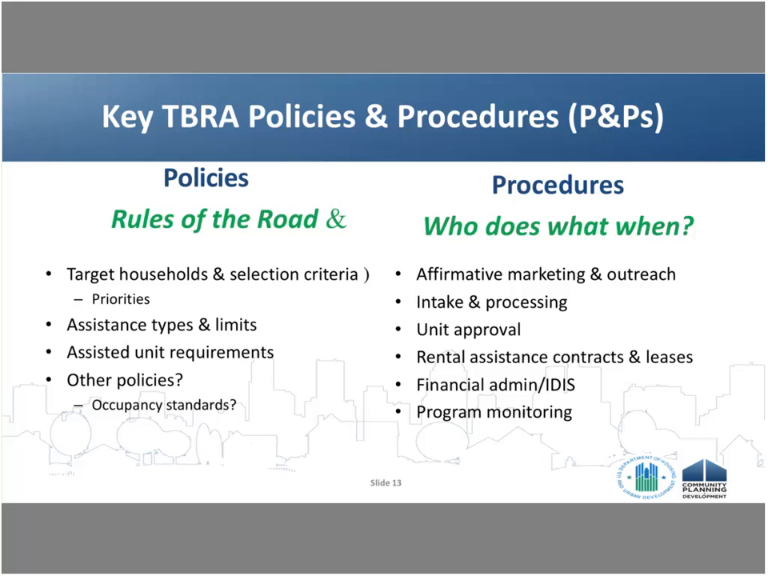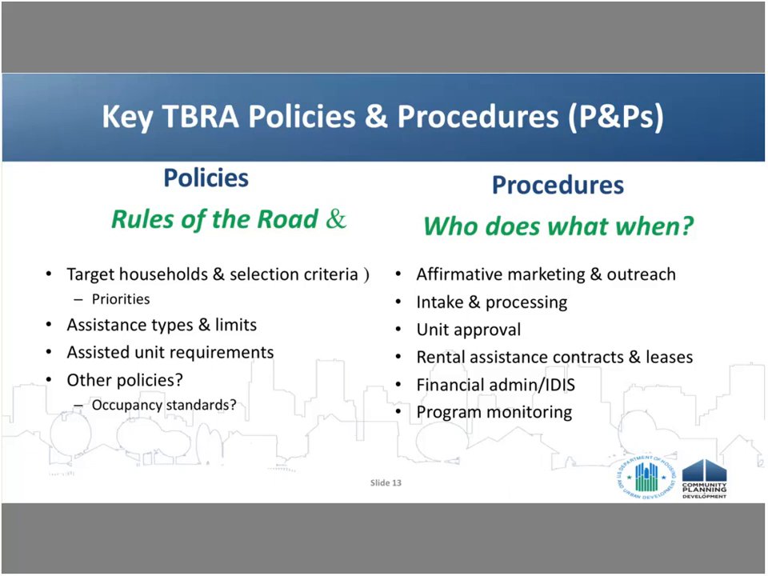So for an emergency TBRA program, some of the policies that we think are key are listed on the left-hand column of this slide. We talked about several of these last week as initial program decisions, and Steve's going to come back to them again in a few minutes. But the key ones include who the target households are, the selection criteria, any priorities that you may choose to apply to the selection of households, the assistance types, in other words, what kind of rental assistance you are going to provide, and the limits of what you'll provide, the assisted unit requirements, and any other policies that you might as a PJ choose to impose, such as occupancy standards.